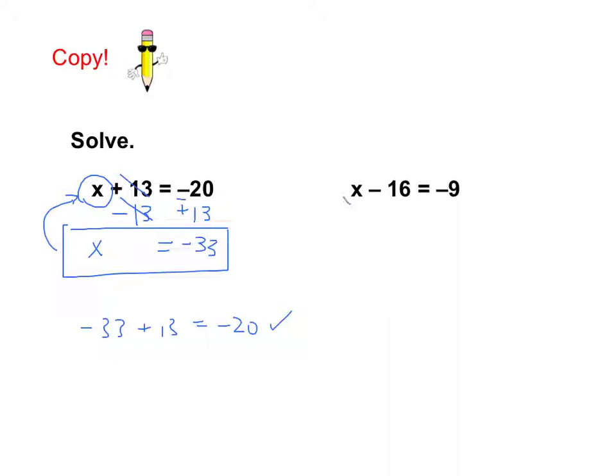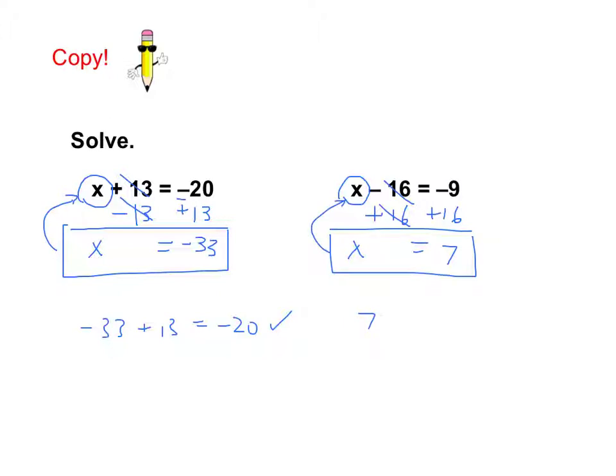The next problem, again, I'm going to rescue the variable by eliminating the enemy. This time it's the 16 here. The inverse of subtraction is addition. So I'm going to add 16 to both sides. I've rescued the variable. I've eliminated the enemy. Negative 9 plus 16 is positive 7. Now I can check my answer. Plug this in for x. So 7 minus 16, slash and dash, that would give me a negative 9. So my answer checks out.